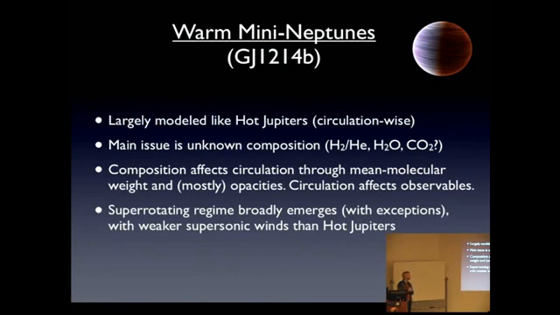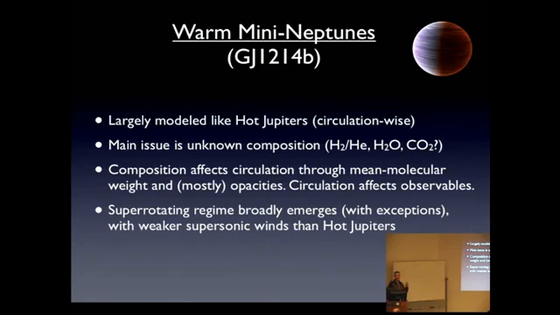Is it possible that if you model the atmospheric dynamics of a molecular hydrogen atmosphere, or a water atmosphere, or a CO2 atmosphere, you would actually get a different circulation regime or different observables you could use to discriminate between these possibilities? What has been established, and I'll show you some results briefly, is that the composition actually does affect the circulation.